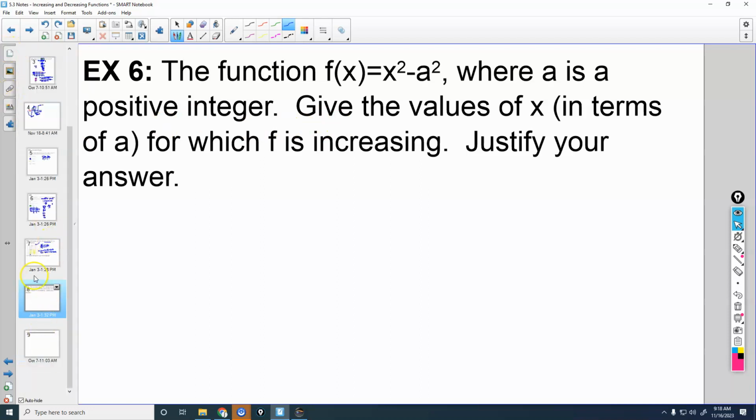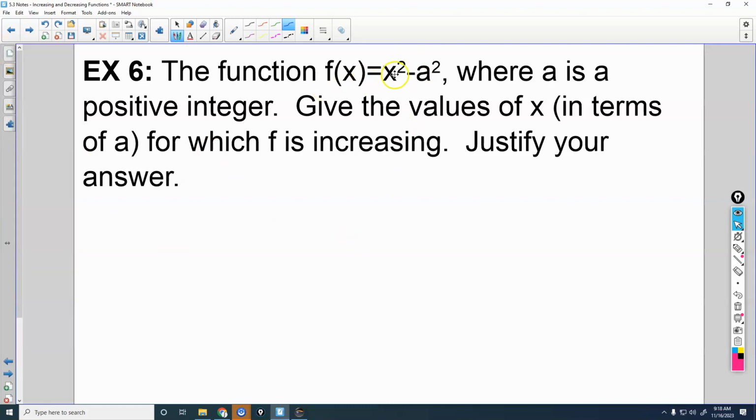Let's look at this one. The function f of x equals x squared minus a squared, where a is a positive integer. Give the values of x in terms of a for which f is increasing. Justify your answer. They give these sometimes. It's always a pain whenever they start throwing extra letters in there, right? We're not going to get number answers for this, but they like to do it.